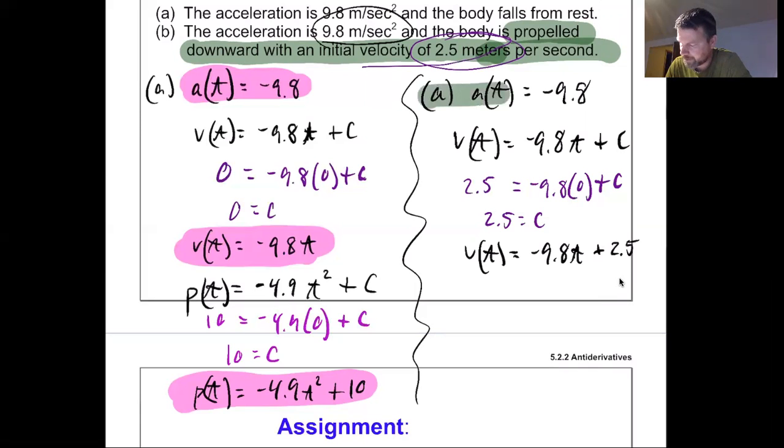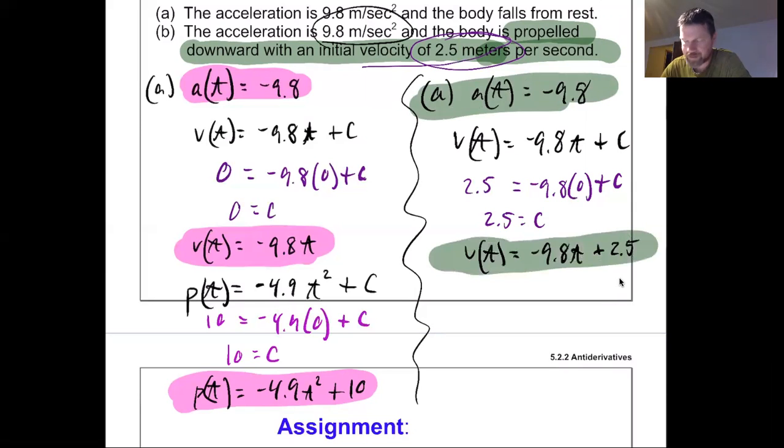All right, got my acceleration function, got my velocity function. Last thing I need is a position function. So we do the antiderivative one last time. Antiderivative of negative 9.8 t is again negative 4.9 t squared, plus the antiderivative of 2.5, which is 2.5 t, plus some constant.